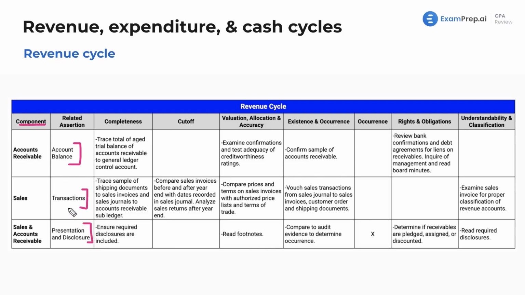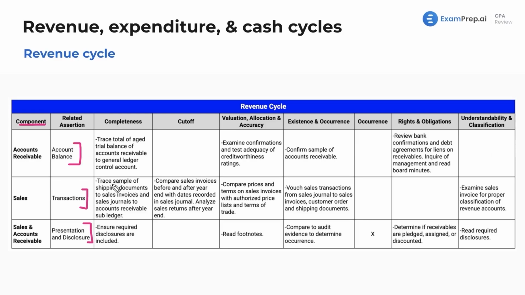Starting off with sales, well, how do we test completeness, right? Here are our assertions, and how are we going to essentially test for them? Well, we see here that we are dealing with the assertion of transactions. This is only going to have certain of these overall management assertions. Similarly, our account balance assertion is only going to have some of the management assertions. Let's dive in there.